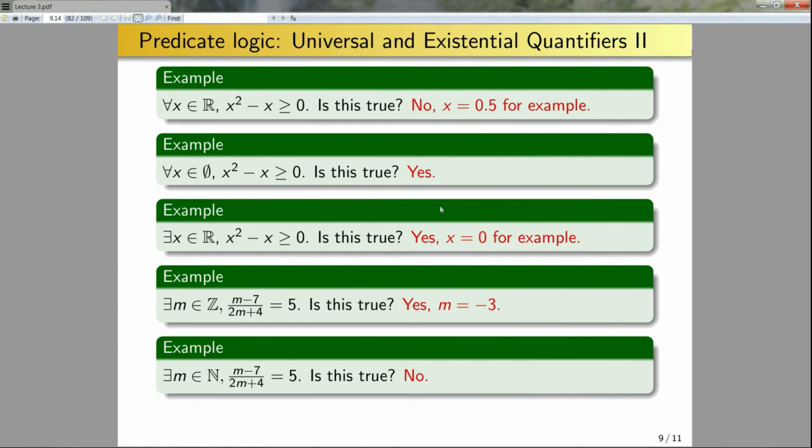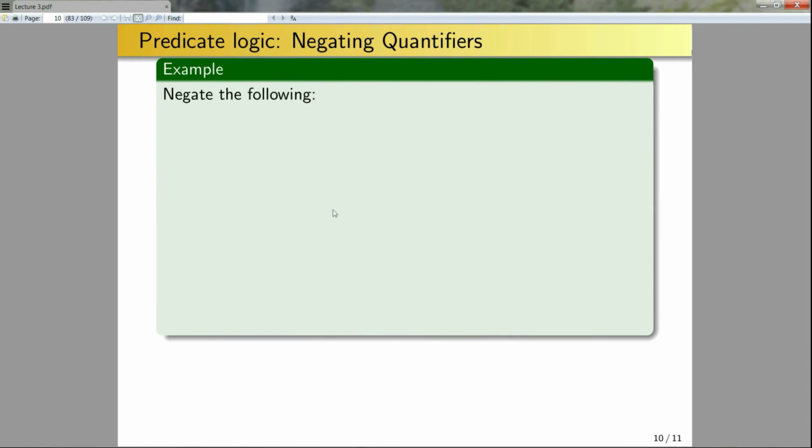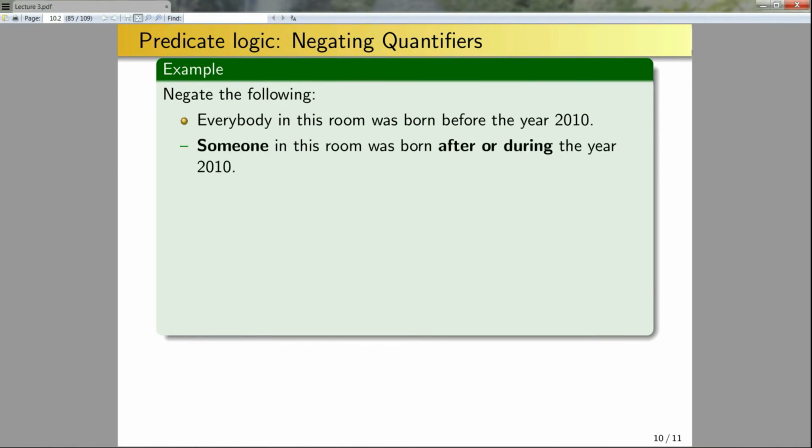Okay, so a natural question I can ask is, can I negate these types of statements? So let's give a couple examples. Negate the following: everyone in this room was born before the year 2010. What would the negation of this be? Well, it would be that someone in this room was born after or during the year 2010. So the opposite of this statement, that everyone was born before, is that someone was born after or during. So notice that I had to flip this everyone to a someone, and I switched the before to an after or during.